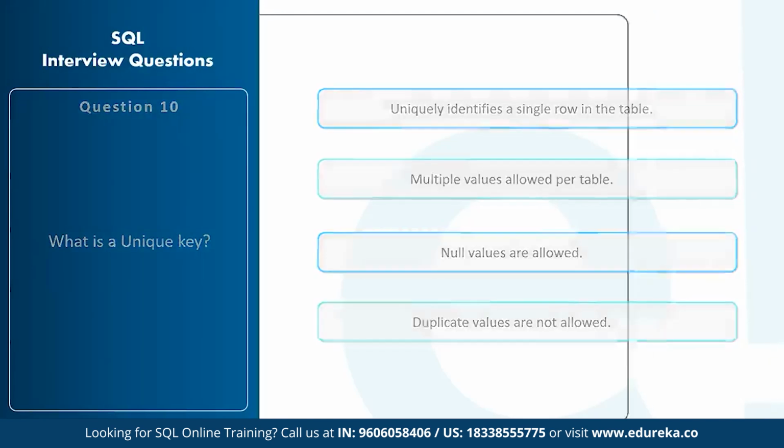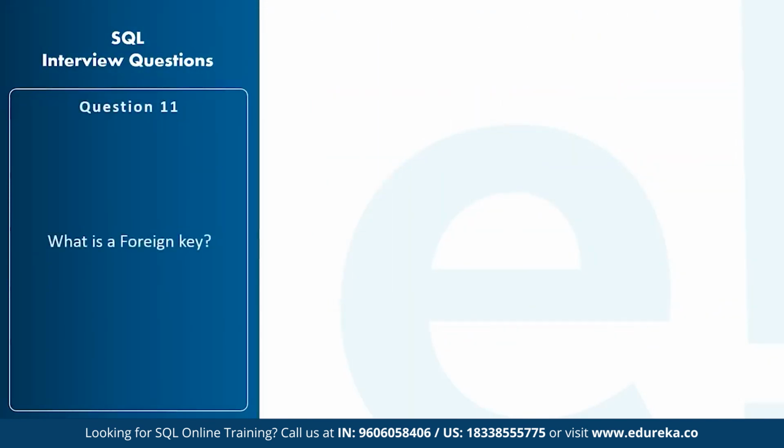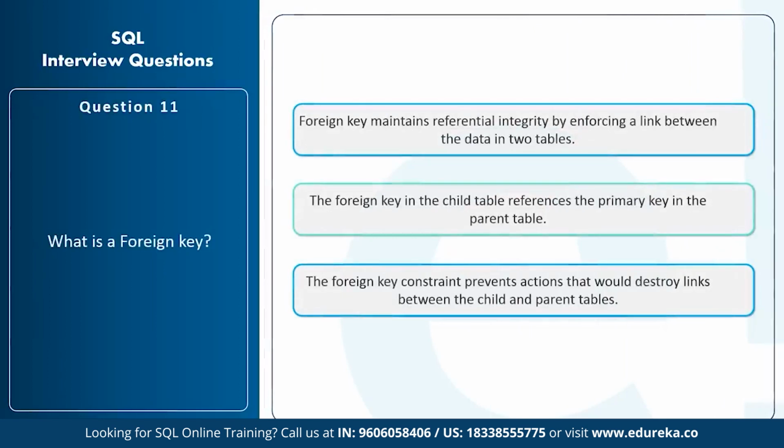All right. Now moving forward to our next question, that is, what is a foreign key? A foreign key maintains referential integrity by enforcing a link between the data in two tables. The foreign key in the child table references the primary key in the parent table, and the foreign key constraint prevents actions that would destroy the links between the child and the parent table. So if you have a database with around 10 tables and you want to maintain relations between all these tables, then you need to use the primary key foreign key concept so that you identify the relation between the tables with the help of the foreign key.